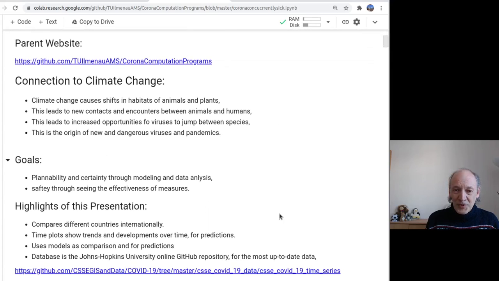So what's the connection to climate change? Well, climate change causes shifts in habitats of animals and plants, and this in turn leads to new contacts and encounters between animals and humans. And this in turn leads to increased opportunities for viruses to jump between species. For instance, like bats, which are thought to be the origin of the coronaviruses. And this is the origin of new and dangerous viruses and pandemics, right? So if you have new variants of viruses, then our immune system doesn't know how to fight it, and that makes them dangerous.